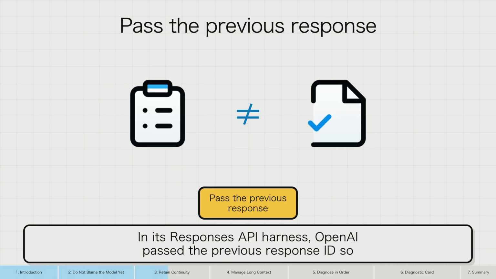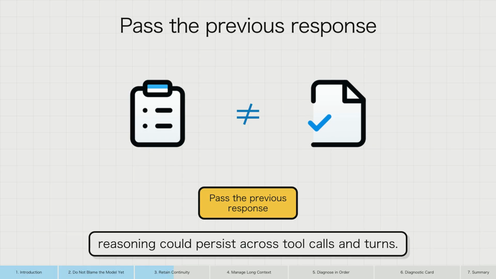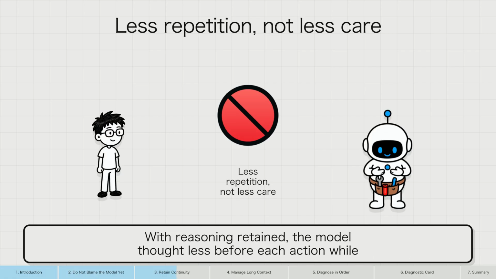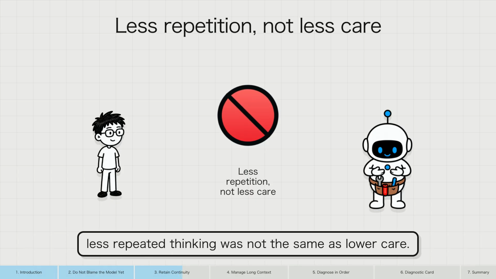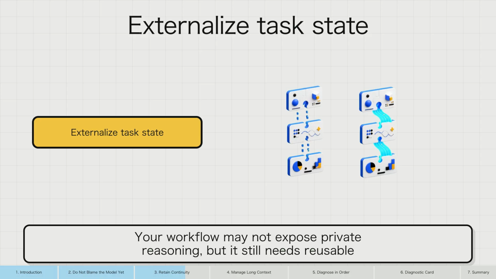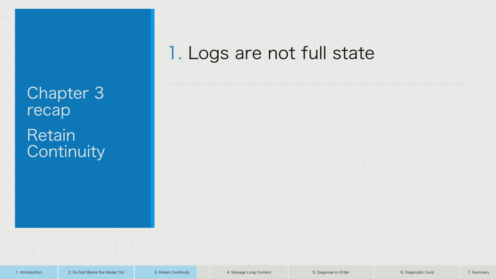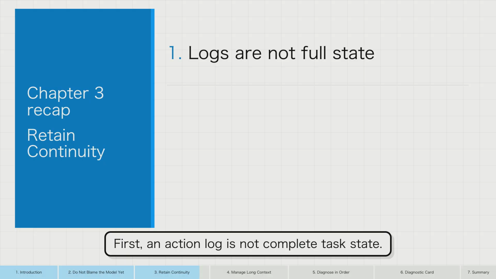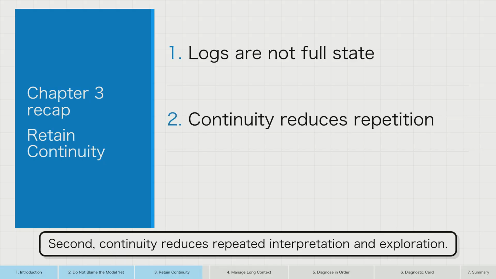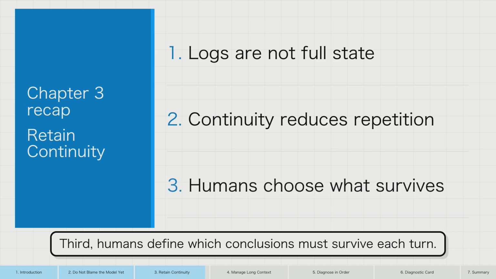In its responses API harness, OpenAI passed the previous response ID so reasoning could persist across tool calls and turns. With reasoning retained, the model thought less before each action while following more coherent strategies. Less repeated thinking was not the same as lower care. Your workflow may not expose private reasoning, but it still needs reusable task state, goal, verified facts, failed actions, open hypotheses, and next step. Chapter recap. First, an action log is not complete task state. Second, continuity reduces repeated interpretation and exploration. Third, humans define which conclusions must survive each turn.